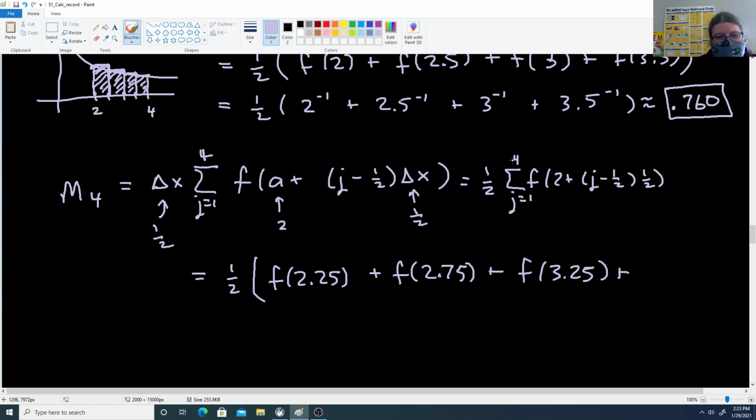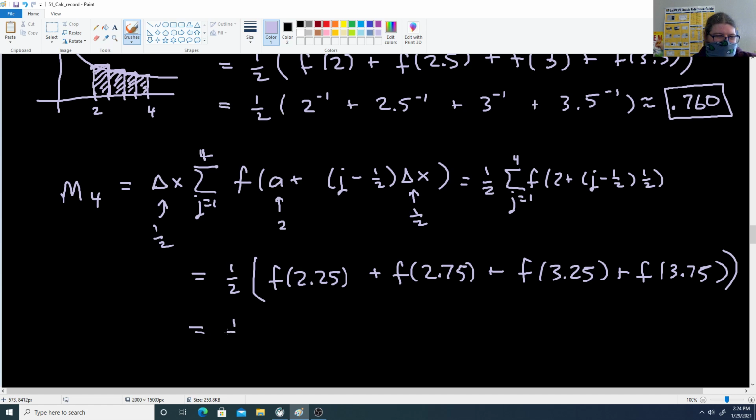And then finally, j is 4. 4 minus a half is 3.5. 3.5 is 7 halves. 7 halves times 1 half is 7 fourths. 7 fourths is 1.75. 1.75 plus 2 is f of 3.75. So it should be 3.75.